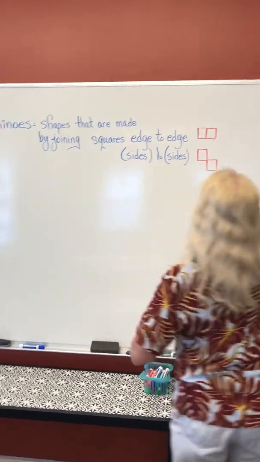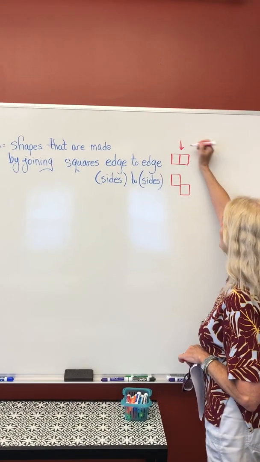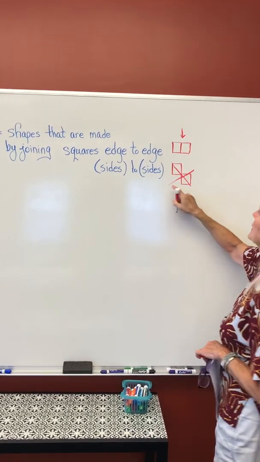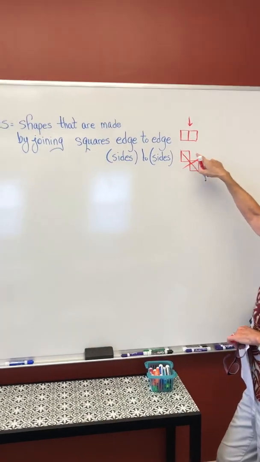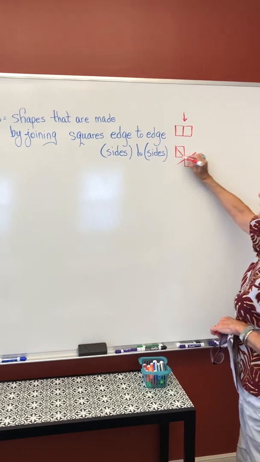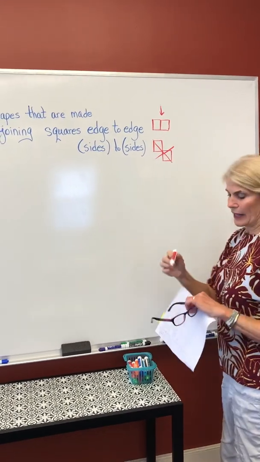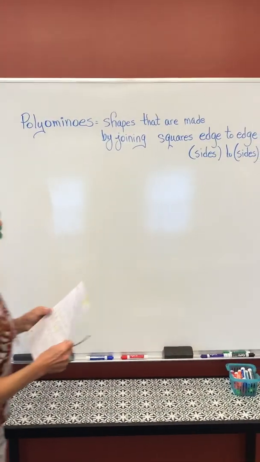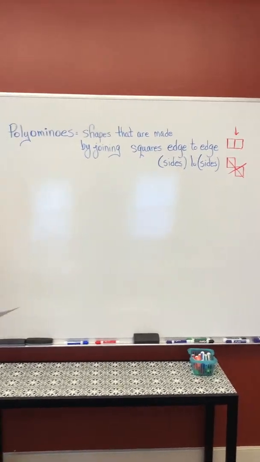So let me show you. This is how we join them. This is not how we join them. This would be considered joining them by their vertex, right? If you remember a little geometry, the little points are called vertices, right? We're not joining them by that. We're joining them by their perimeter, the edges that go around, okay? So if you'll write that in your journal, if you haven't done that in a previous lesson, that's the definition.